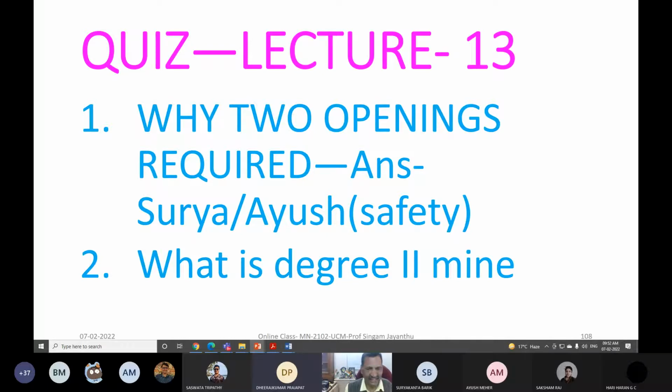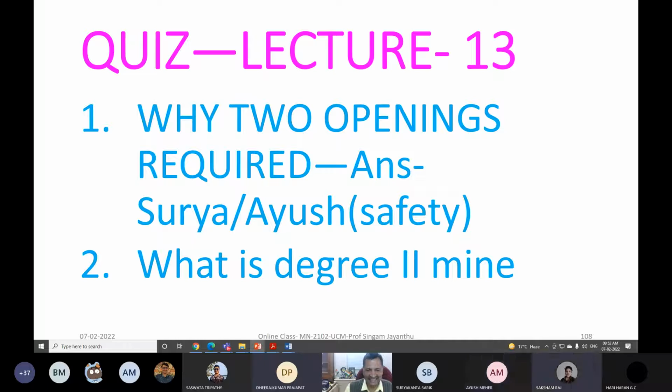Okay, it's all right. Nicely said by Surya and Ayush, both said right. Very good points. Now, I hope others also know about it, but they may not be having internet connectivity. That's why they could not say. Don't worry. Now, what is a degree 2 mine?